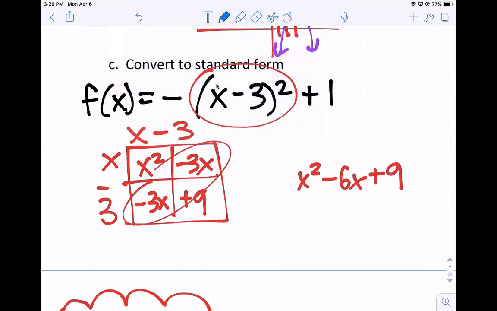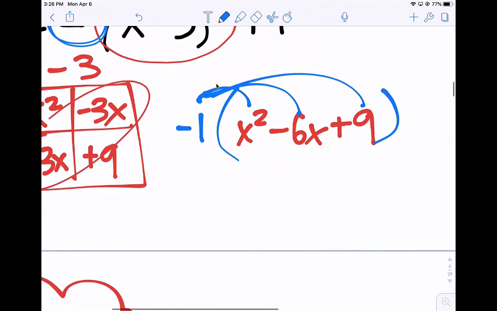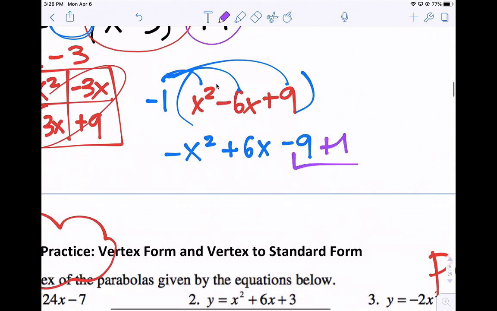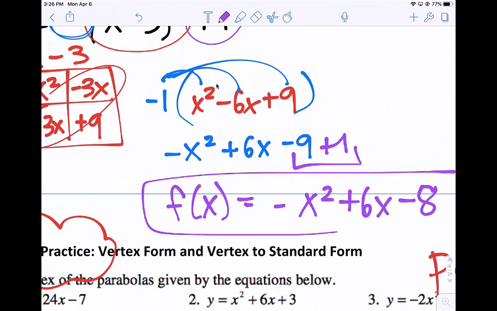The next step is we multiply by this number in front. So if there's only a negative, what number is invisible but still there? And that would be a -1. So we're going to take our -1 and distribute it, and it's just going to switch the sign of everything inside the parentheses. So I have negative x squared plus 6x minus 9. And then the last step is we have this number hanging out at the end, the +1. So we tack it on here and combine like terms. And so our final answer in standard form will be negative x squared plus 6x minus 8. And that will be the same equation, but in a different form, standard form.